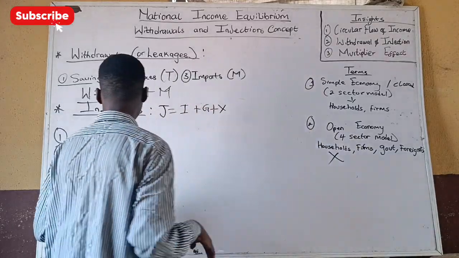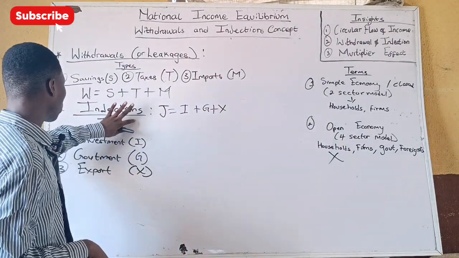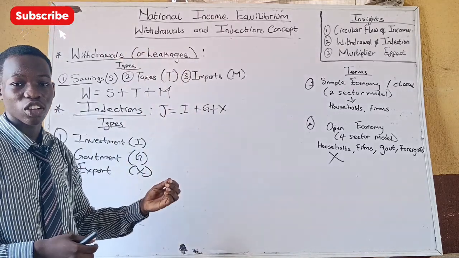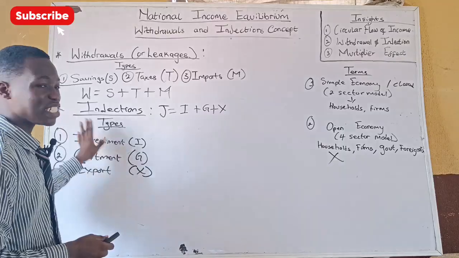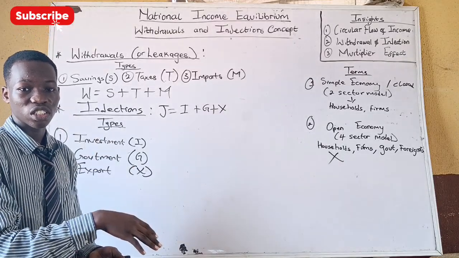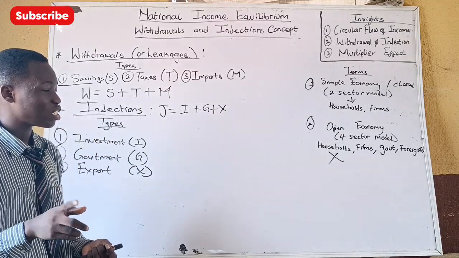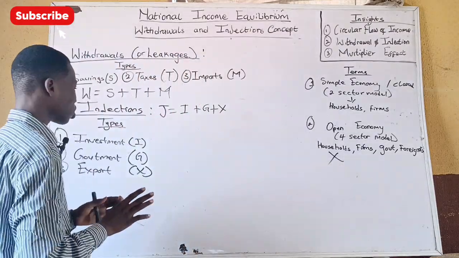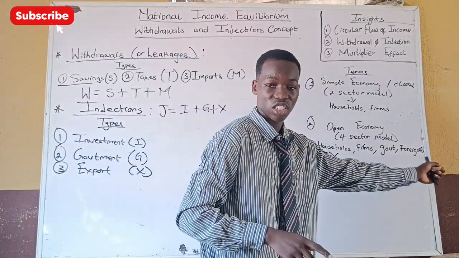Now, we have understood the concept of injection and that of withdrawal. Withdrawal simply means withdrawing money out of the circular flow of income, while with injection, you are injecting money, but the money you are injecting is not arising from the household expenditure. It is arising from all these three.